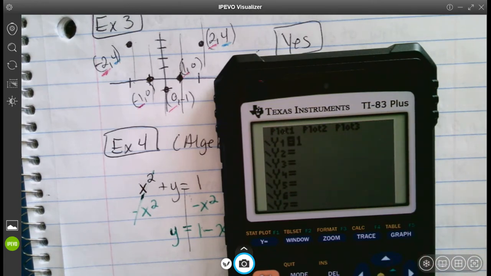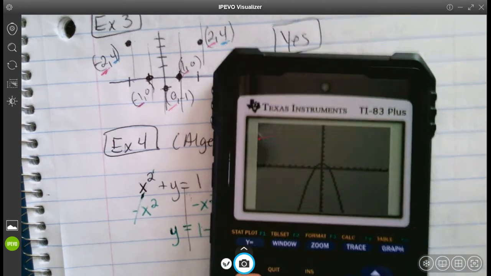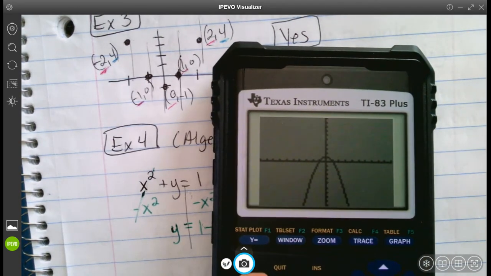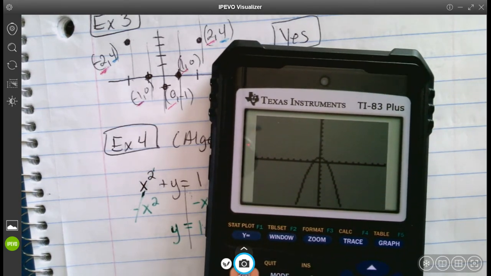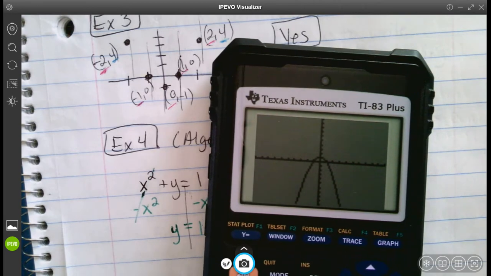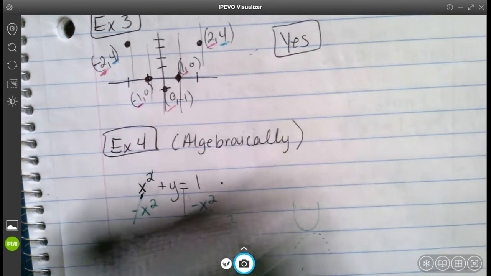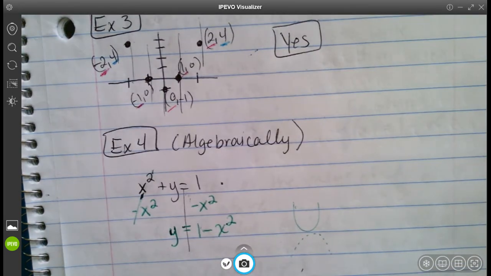So 1 minus x squared. Okay, and then I graph it, and I think it is a little bit hard to see. Maybe I can scoot it up. But there it is. There we go. That's better. So there's my graph. It does look like it's a function. If it was not a function, it would not have graphed. It would have said error or something like that. Okay, so this one is a function. We can go ahead and say yes.